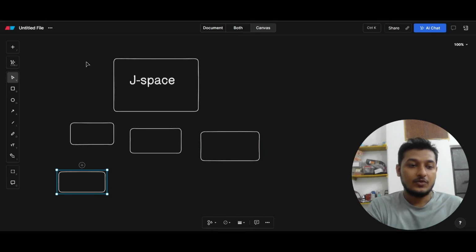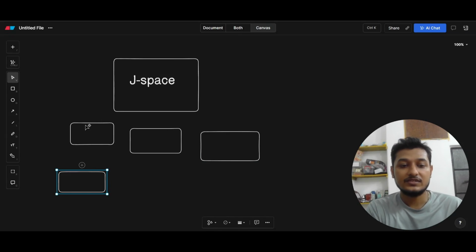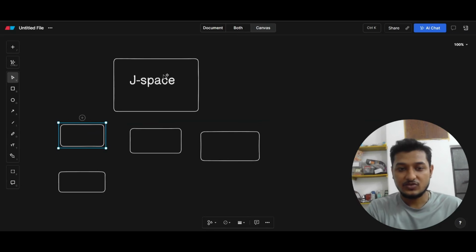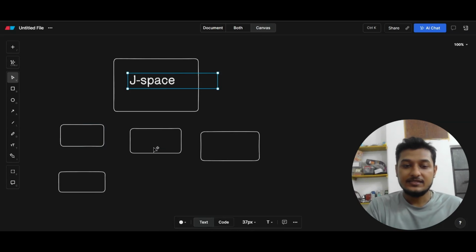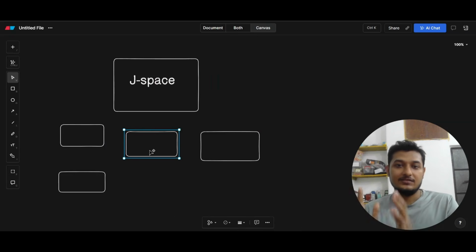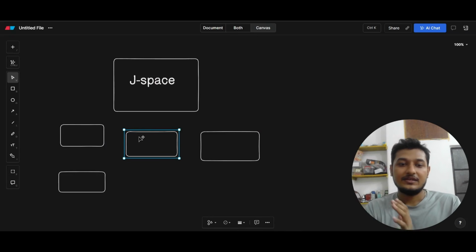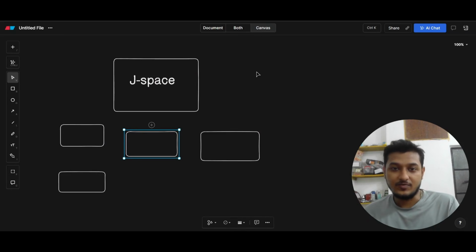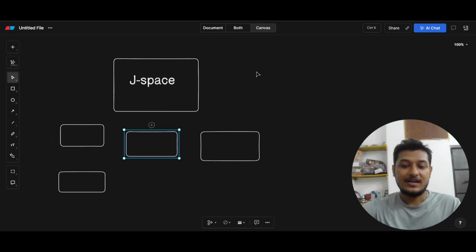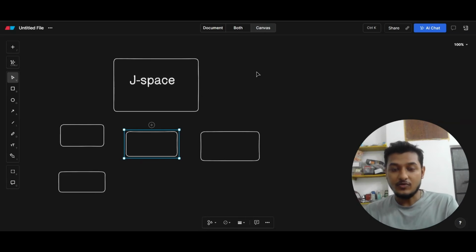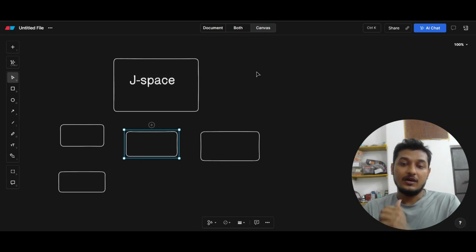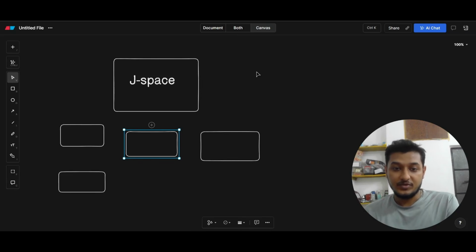Whenever the work for the general knowledge expert is done, it will send the answer to the J space. Then the mathematics expert will understand, okay, the answer from the general knowledge expert has come, and now I have to count the number of letters inside that response. In this way, the whole system actually works inside an LLM. But there are a lot of things that you have to understand about this J space, meaning how this J space can actually help to make the model better.